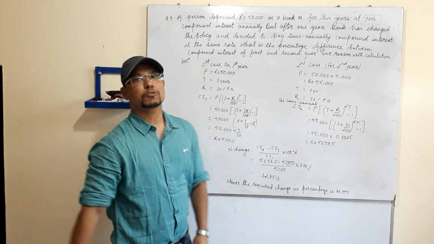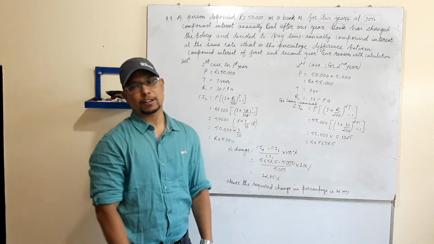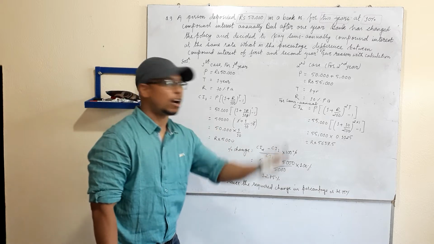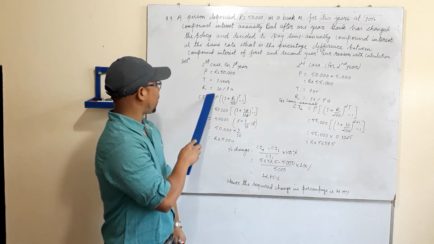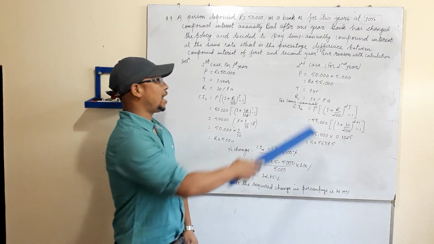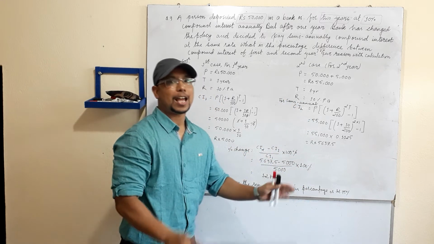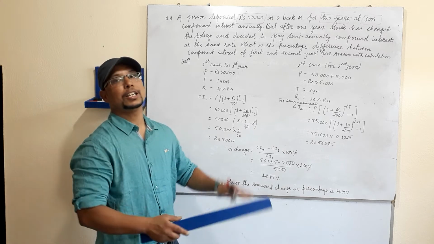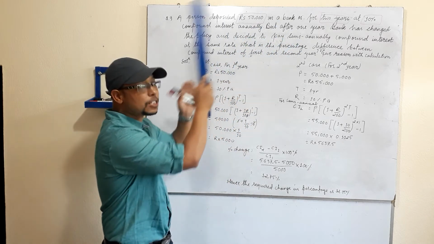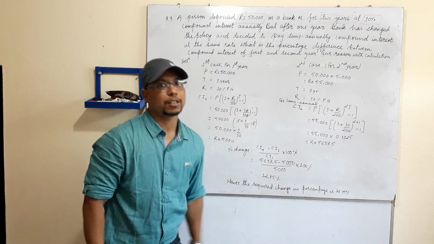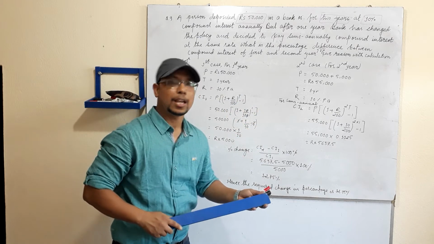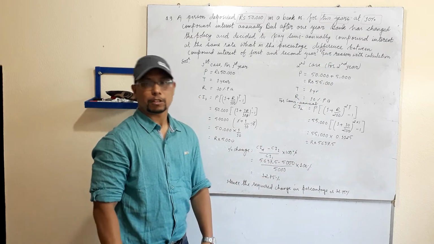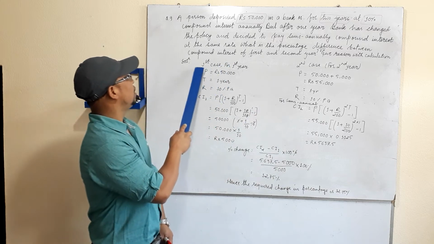So here you are asked to find the change in percentage of the first year and second year. That means, first you find the compound interest in the first year, then find the compound interest in the second year, and let's find the difference. Obviously there will be a difference, because the question says in the first year it is given annually, and in the second year it is given semi-annually. Okay, now first let's see the solution.